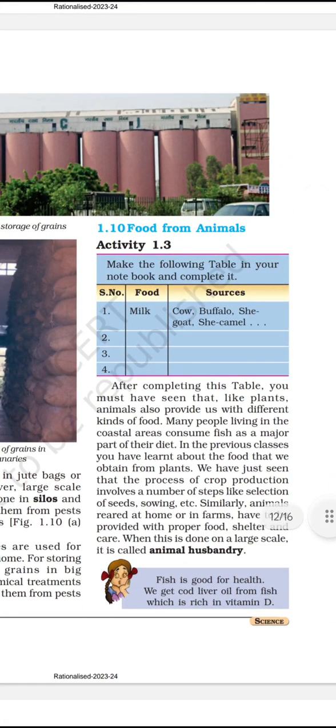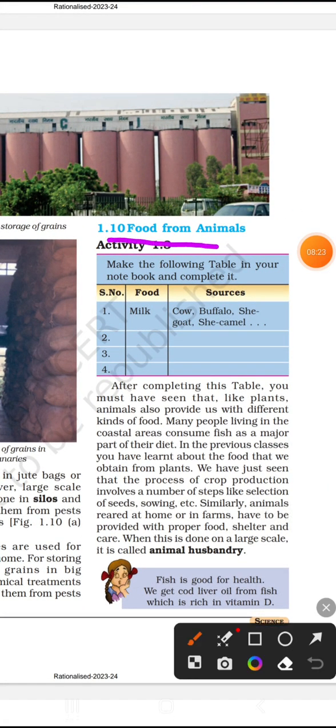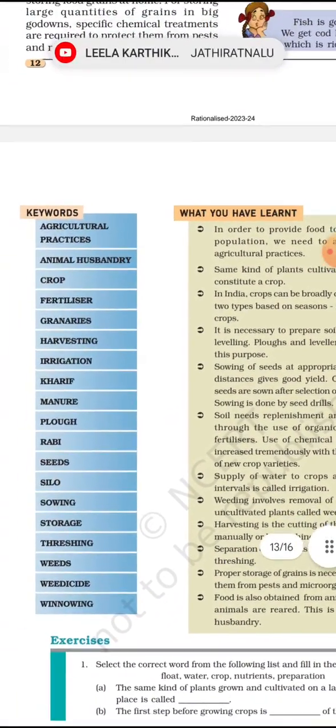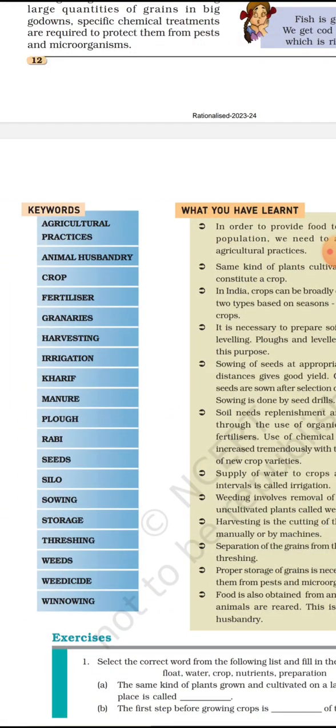Now we'll get into the next part, called food from animals. The animals which are reared at home or on farms have to be provided proper food, shelter and care. When this is done on a large scale, it is called animal husbandry. And hence we completed our chapter.